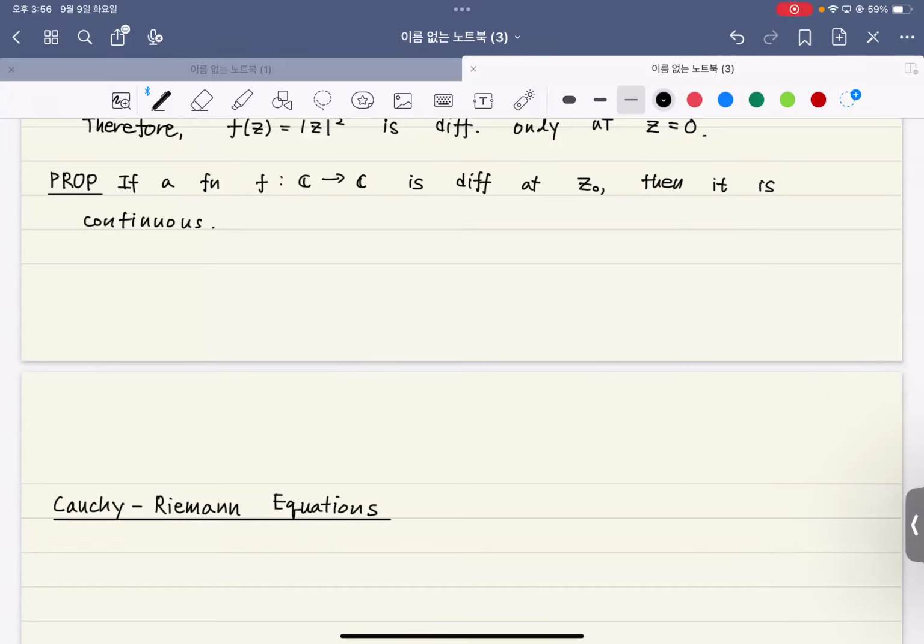So it would be really nice if we could find some conditions that tell us whether any given complex valued function is complex differentiable or not. If we can find such a nice criterion, then that is going to help us determine if any given function is differentiable or not. The answer is the Cauchy-Riemann equation. Okay. What are these? We're going to talk about this in today's lecture.